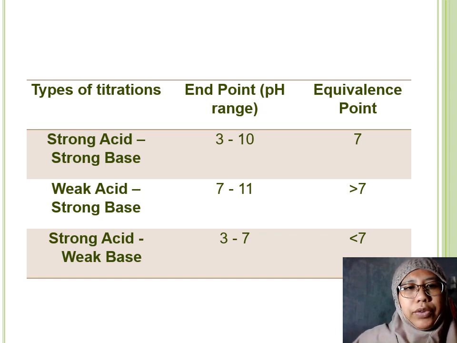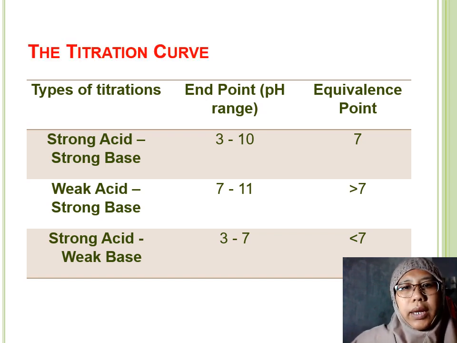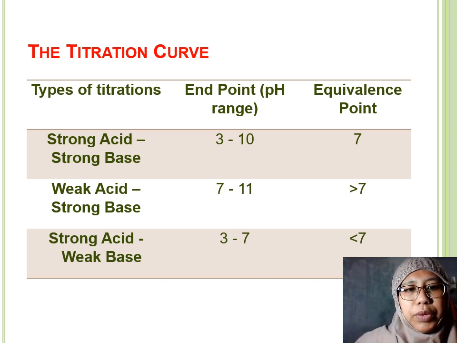Depending on the types of titration that we do, the endpoint or pH range and equivalence point would be different. For strong acid and strong base, the endpoint is quite a big range, 3 to 10, and the equivalence point is 7. For titration of weak acid and strong base, the pH range is 7 to 11. Oh, that equivalence point is more than 7. Strong acid and weak base, the pH range is 3 to 7, and the equivalence point would be below 7.